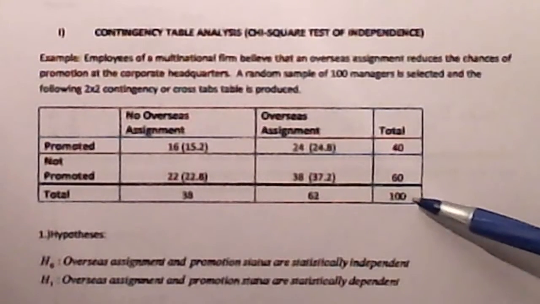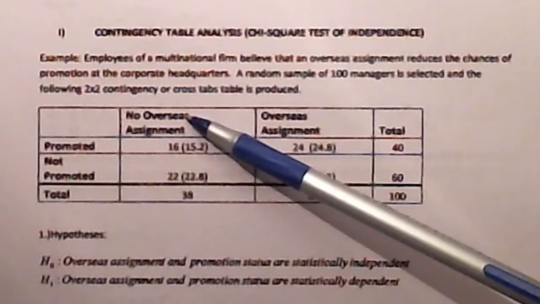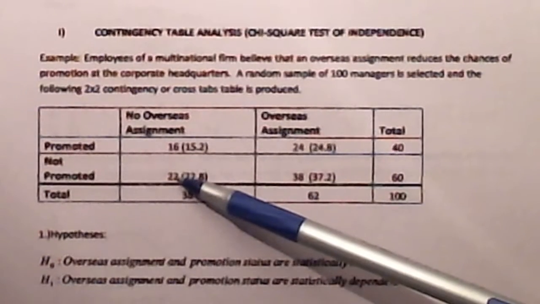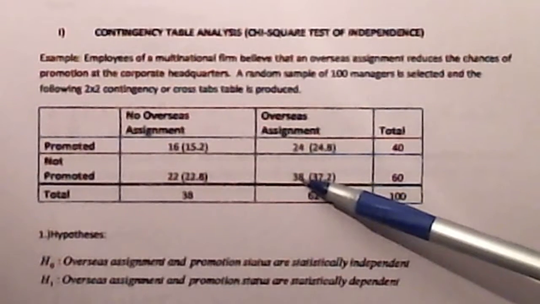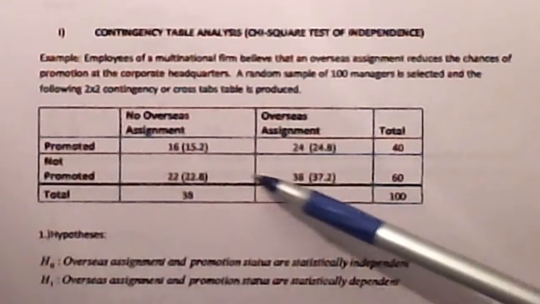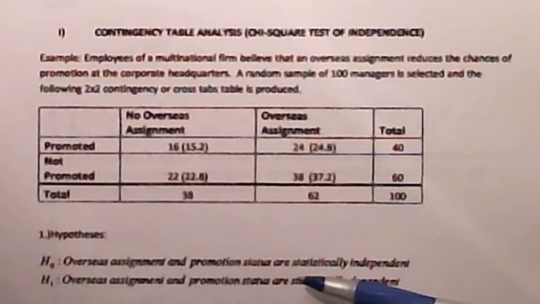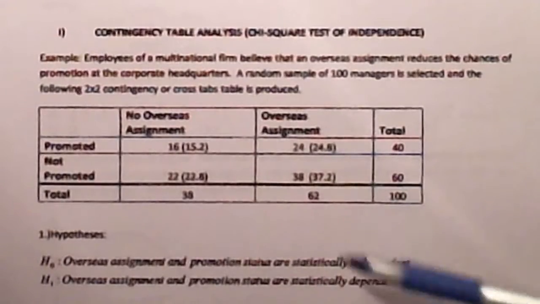Notice of 100 managers that were randomly surveyed, 16 were promoted within the company and did not have any overseas assignment experience. 24 did have overseas assignment experience and were promoted. 22 were not promoted within the company and did not have overseas assignment experience. 38 were not promoted within the company and had overseas assignment experience. So these numbers 16, 24, 22, and 38 are called the observed frequencies collected in the field. Notice we have our row totals here, and our column totals down here.